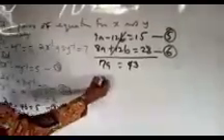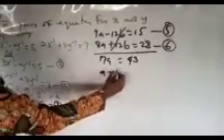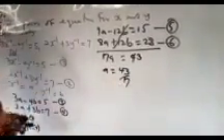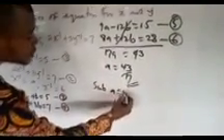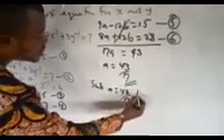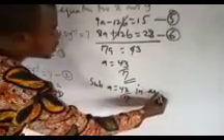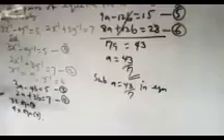9 plus 8 is 17a. This and this will cancel, definitely. And 15 plus 28 is equal to what? 43. So from here, we have a equals 43 divided by 17. So that is the value of a. So you are going to substitute a equals 43 over 17 in equation 3.